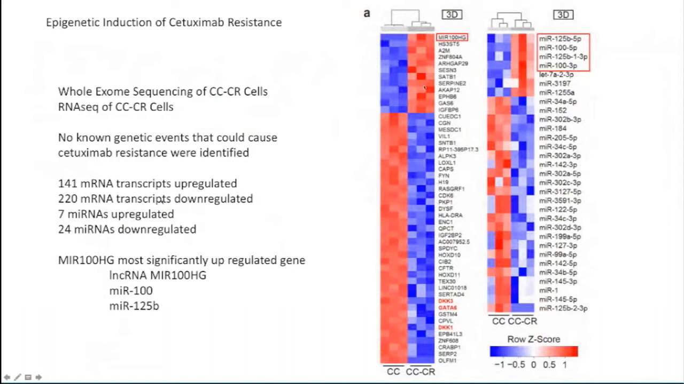Over here you can see that this RNA called miR100HG and these microRNAs were the most upregulated RNAs when these cells were put into 3D. So the CCCR cells grown in 3D show resistance to cetuximab, and these RNAs are the most upregulated.